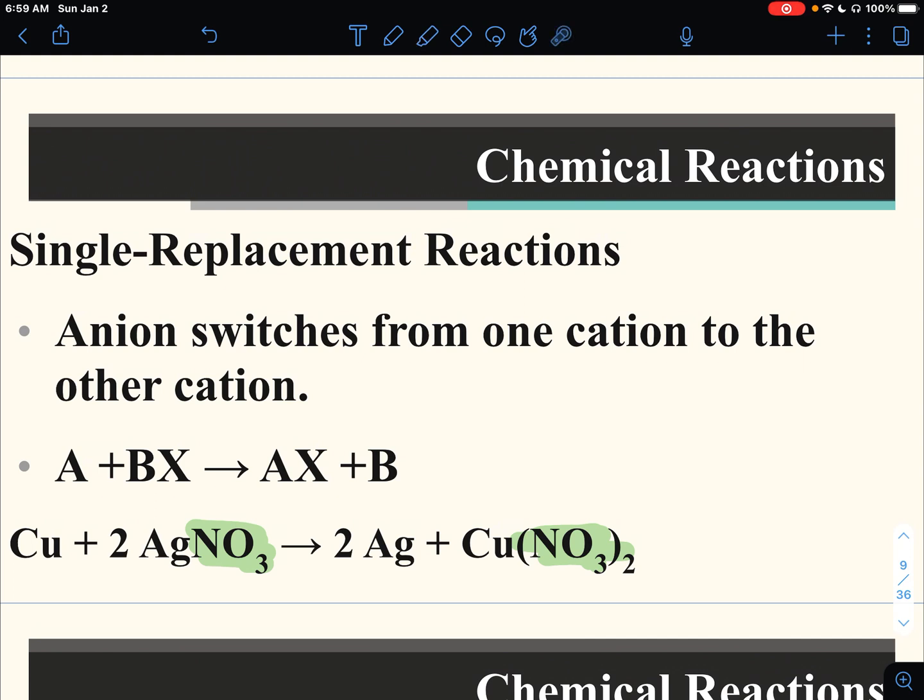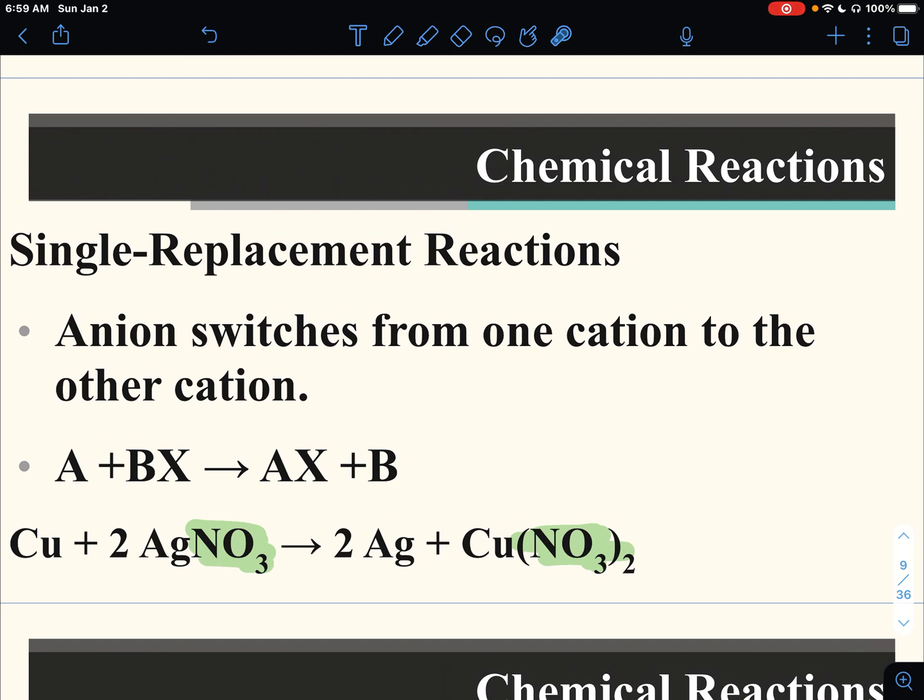And you might notice that here there's two, and here there's just one. We're going to get to that in just a minute, but that's because of the charge. So the charge on silver was 1. So when it's crisscrossed, you just got 1 NO3. The charge on copper was 2. Again, we'll talk about that in just a minute.